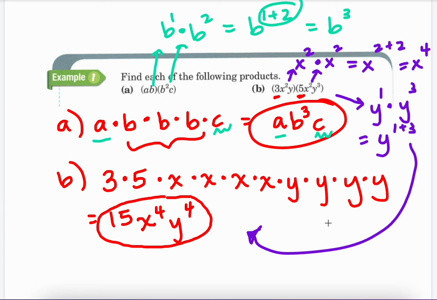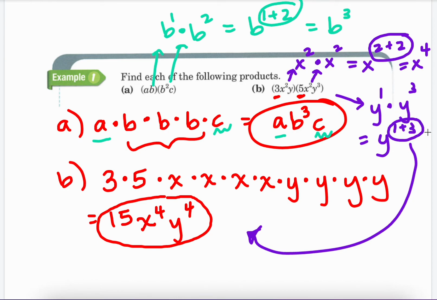The trick here is that if you do have coefficients like normal numbers, you just do normal multiplication there. 3 times 5 is 15. Do not add 3 plus 5 to get 8, because there's no addition going on here. This is all multiplication. The addition is the shortcut for when we have the same base being multiplied together and you're adding the powers.